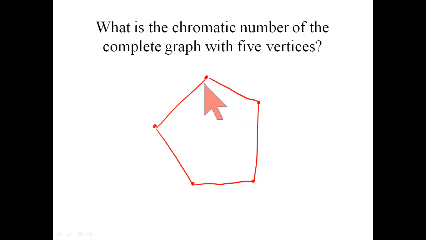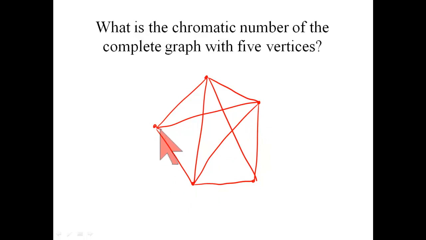There's the outer ring, but then there's a connection here, and here, and here, and here, and here. Notice that there are just 5 vertices. So you see these edges crossing in the interior, but that's just a remnant of the drawing. There is no vertex here in the interior. Okay, what about coloring this?